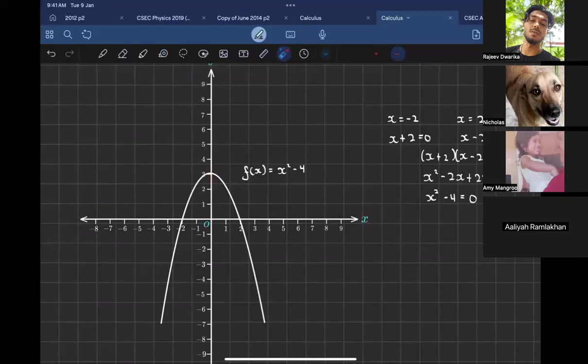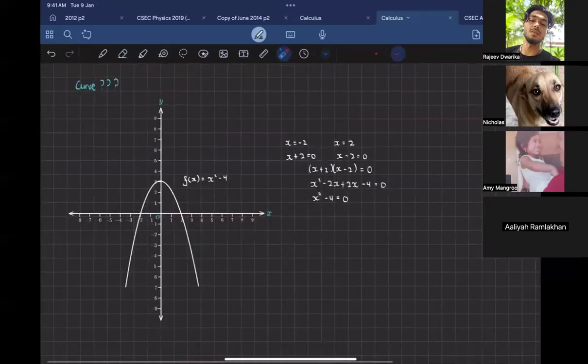Everybody's really quiet. Amy, you okay? That's the maximum point. Maximum point or the turning point. And we know that the gradient at that point is 0. So let me see if this is the actual turning point. I'm curious. I'll just do a sketch over here.